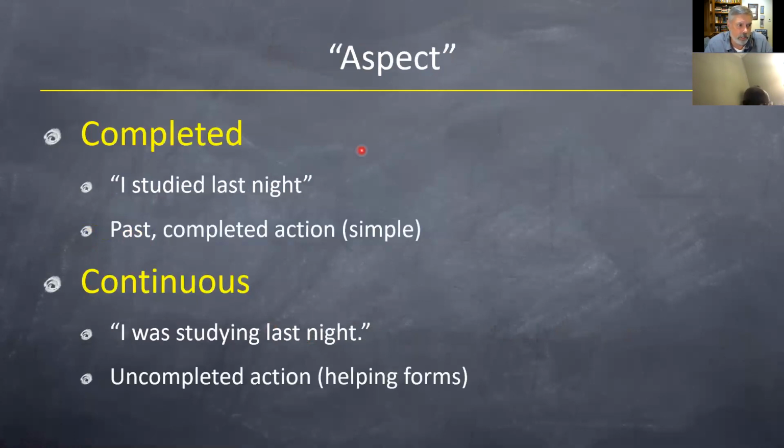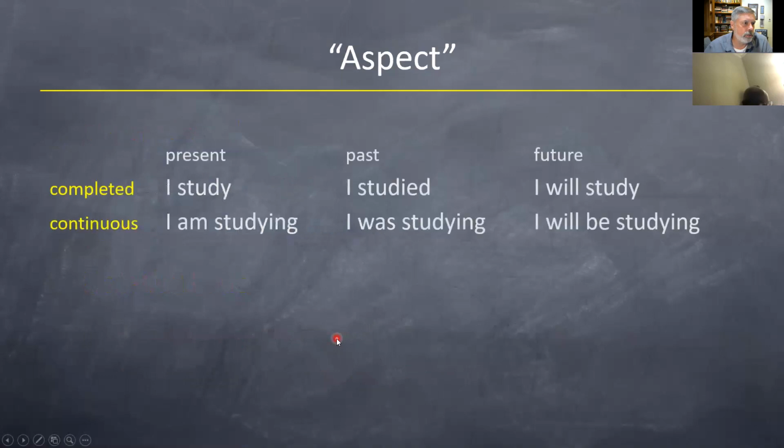past. It's a completed action. It's a simple action. Or it can be continuous. I was studying last night. Well, was tells me that it's past. Studying, with the ing, which in English is a gerund, would tell me it's ongoing. It was something that was continuous, and it was done last night. It's an uncompleted action. We use helping verbs or forms, I was, for that. So that's generally how English works.